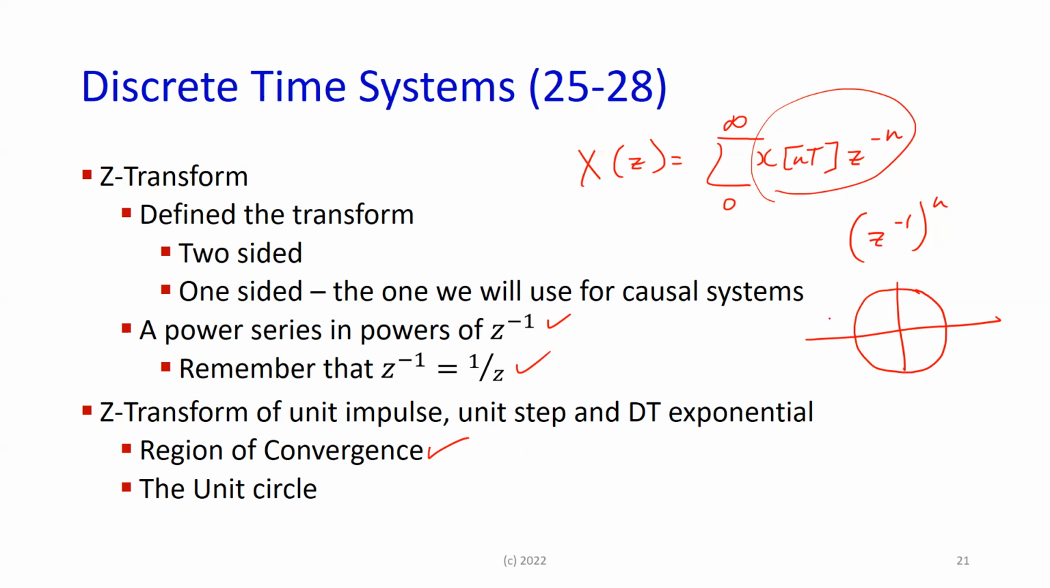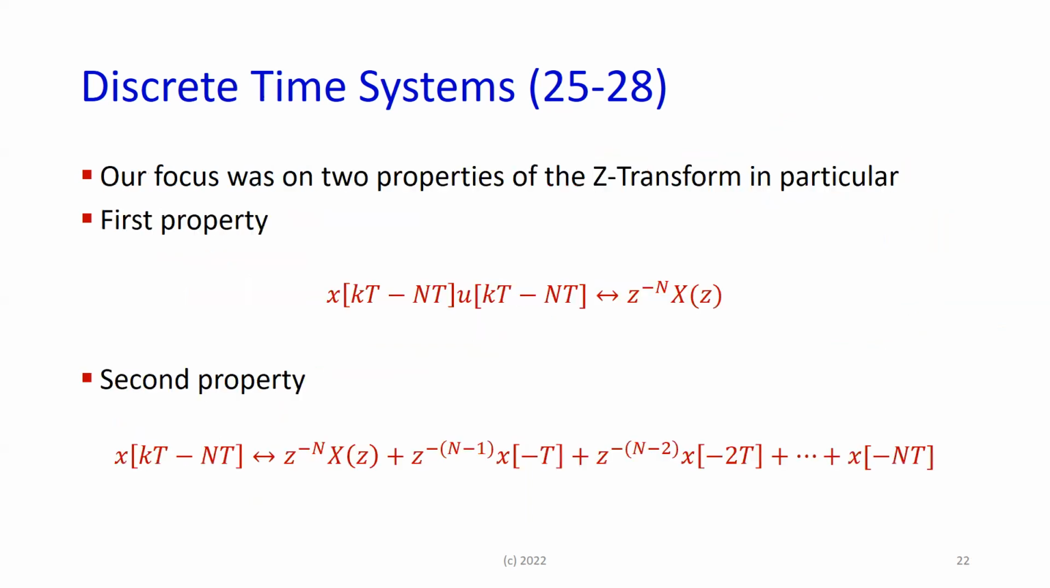The region of convergence is either inside the unit circle or outside, right? So it's either here or here. And for stable systems, you want to have the poles inside of here. You're going to meet that in your controls, not here, but just note it. Unstable systems are outside.